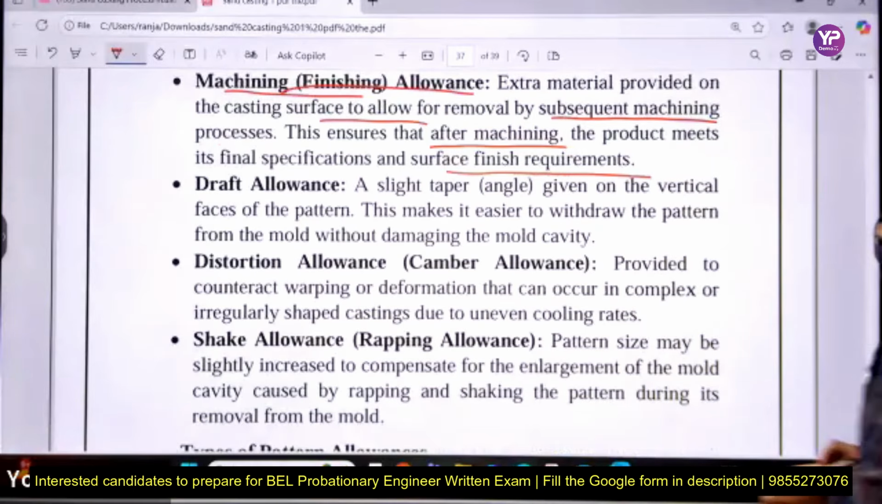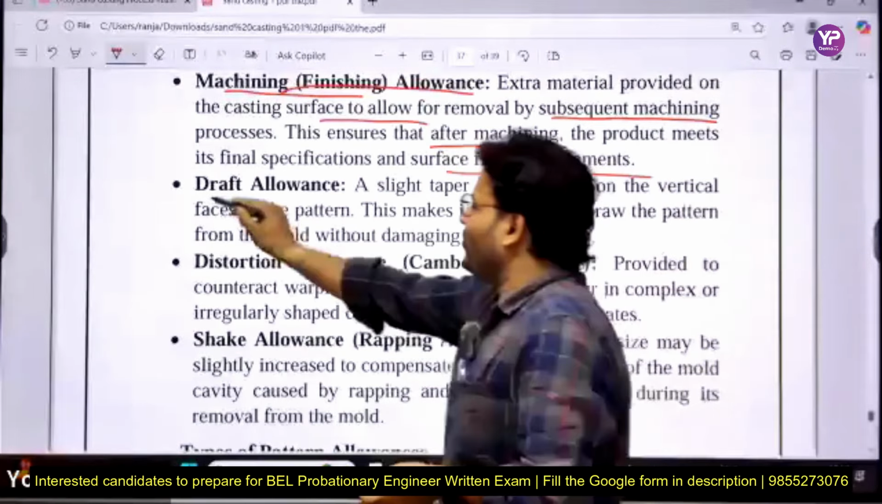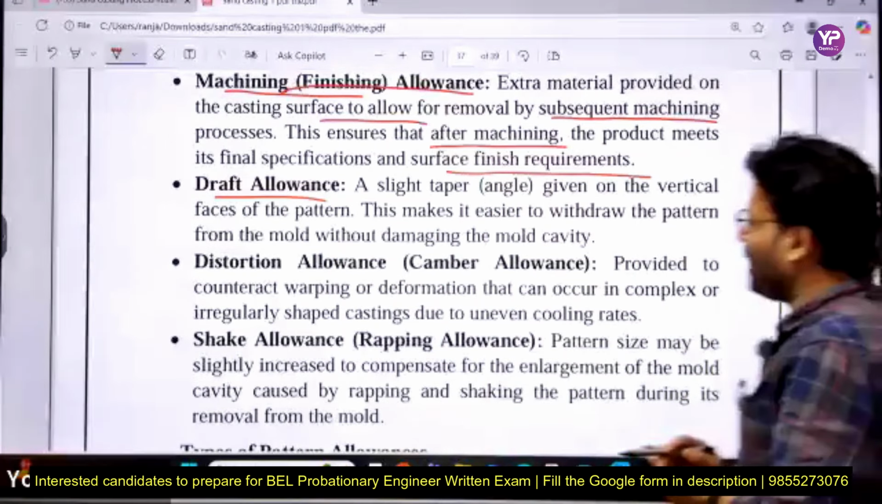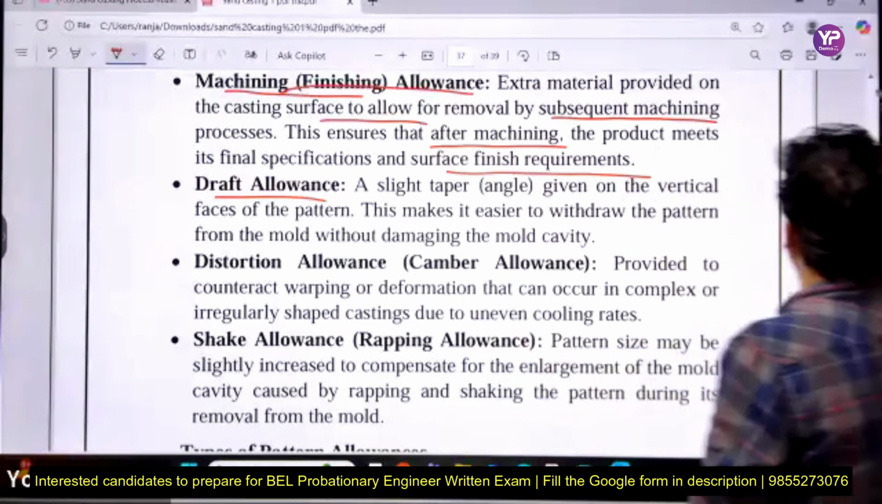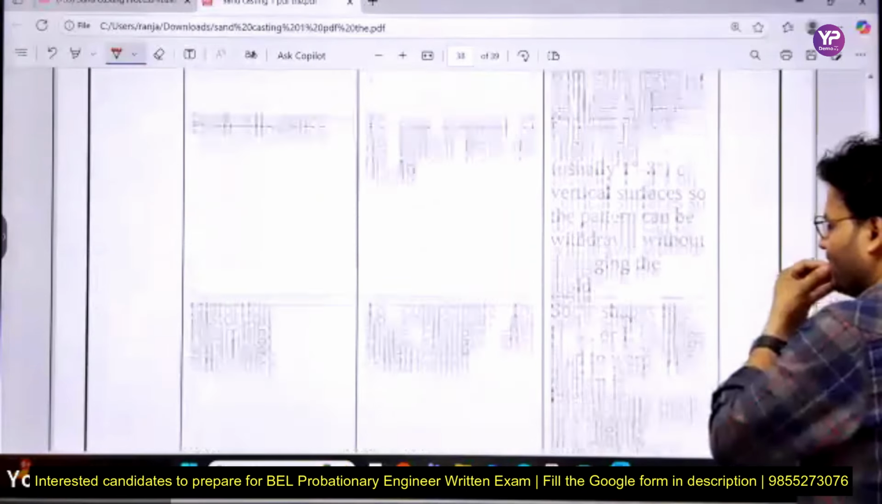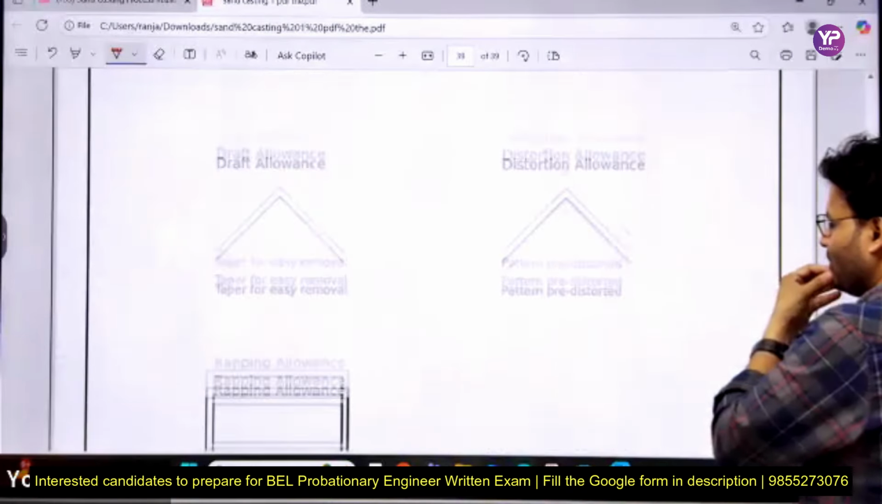What is the third? This is called draft allowance. What is draft? A slight taper given to the vertical face of the pattern. See, my dear friends, I am coming to the draft pattern. I think I have one diagram. I am coming to that. Is it given here or not?